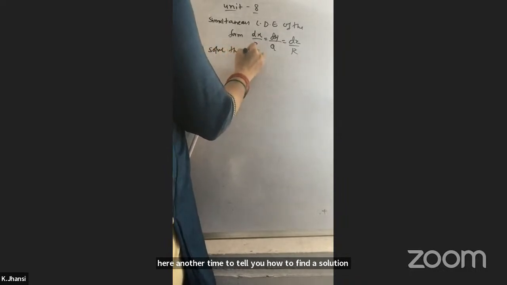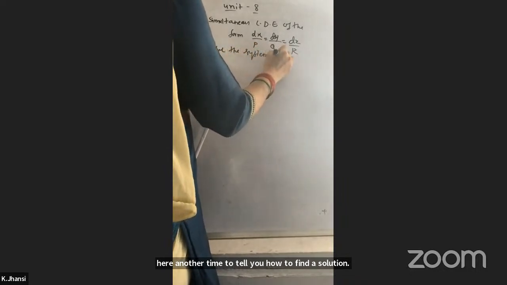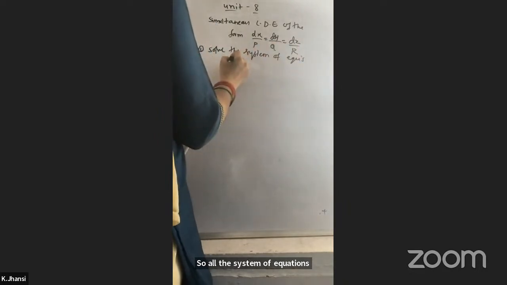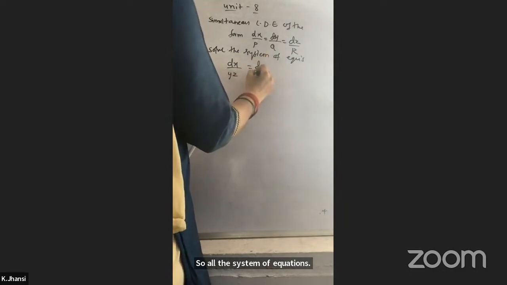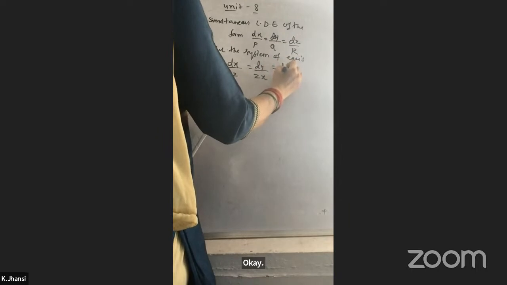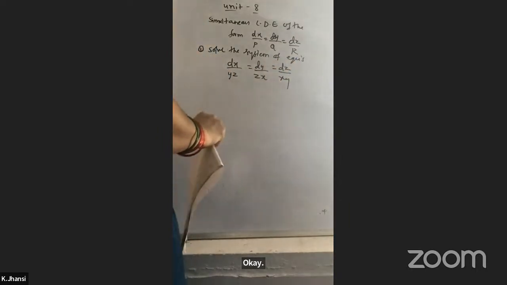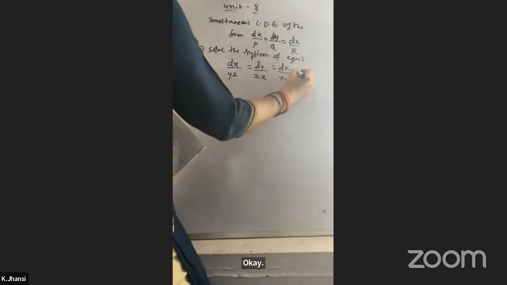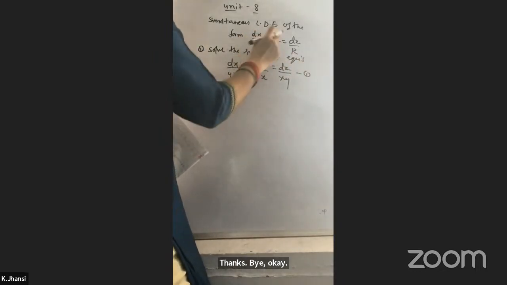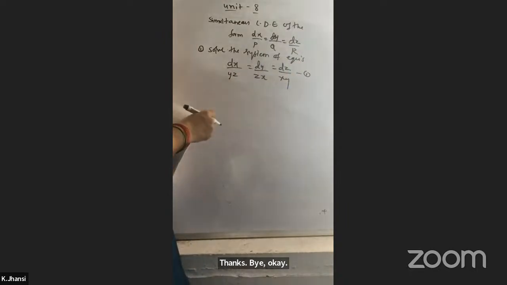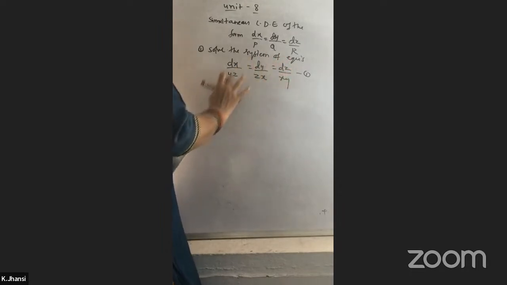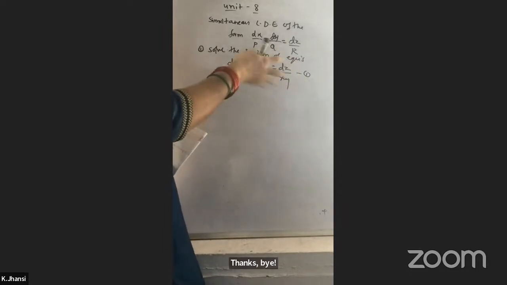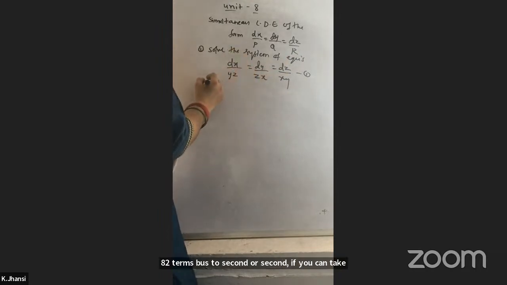Solve the system of equations. Okay, the equations are given as dx/yz equals dy/zx equals dz/xy. So now it is in the form of dx/P equals dy/Q equals dz/R. Now you take any two terms: first and second, or second and third, or first and third. Okay, it's your wish, you can take anything. So now you write here in the solution.